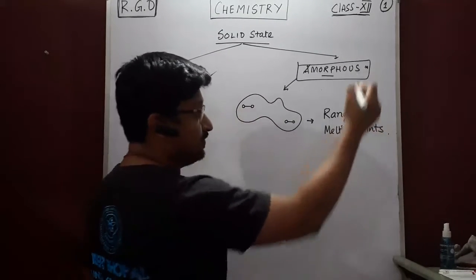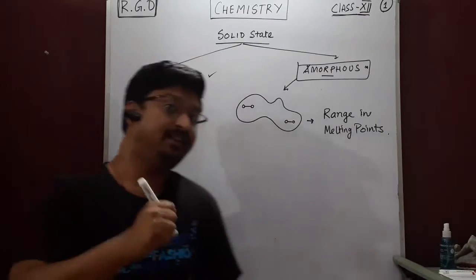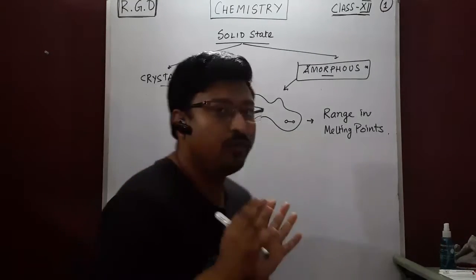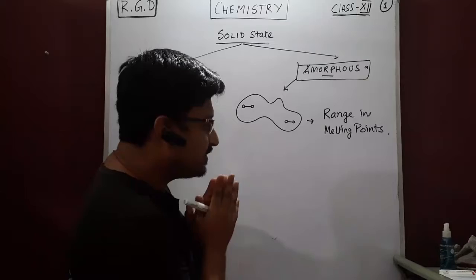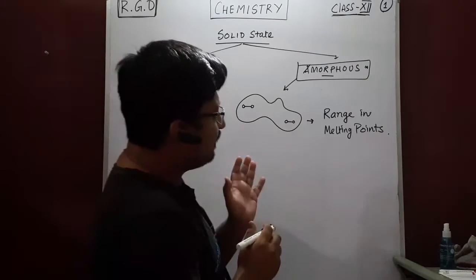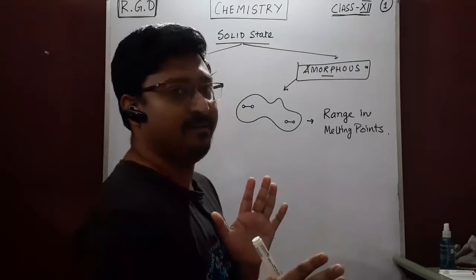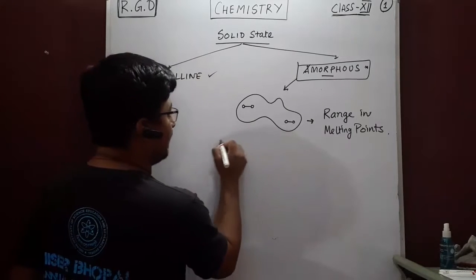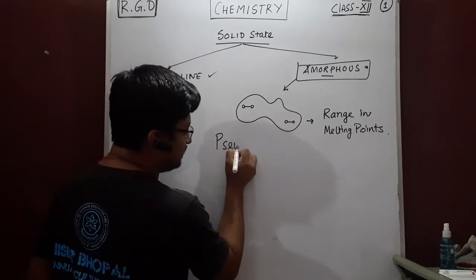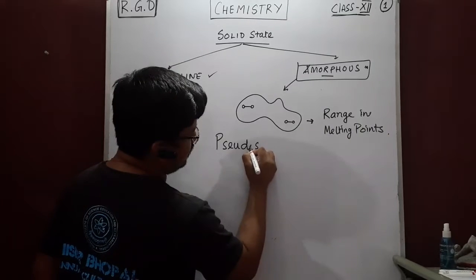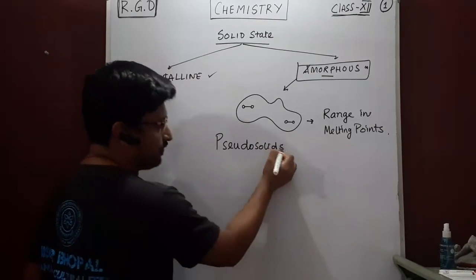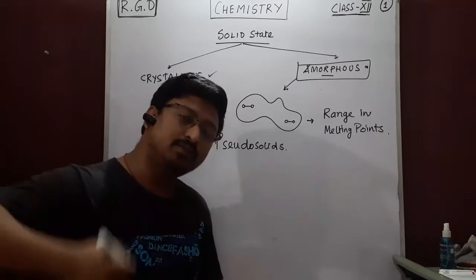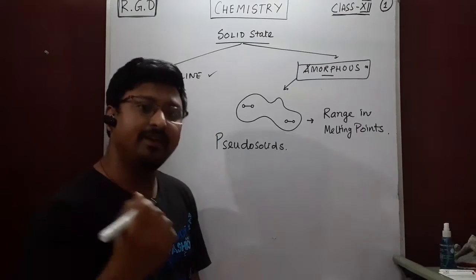So as I said, who has a range in melting point? Liquid. So that's why when I say amorphous bodies, they do not melt at a fixed temperature. They melt over a range of temperatures. That's why these amorphous bodies also have a name. They are called pseudo solids, because they are solid, but they also attain a liquid-like character.